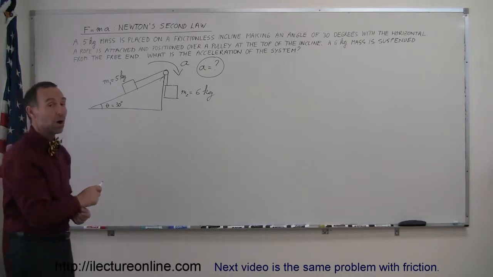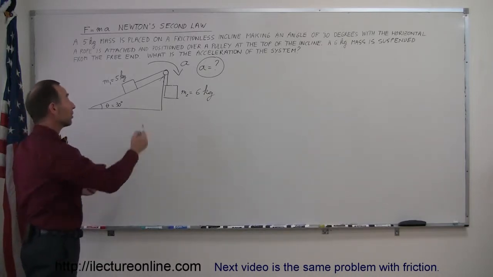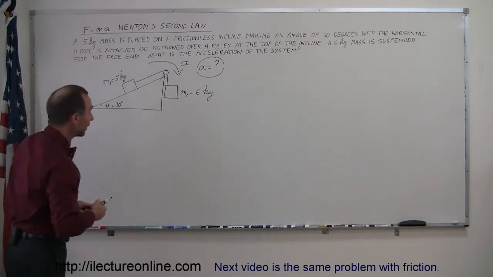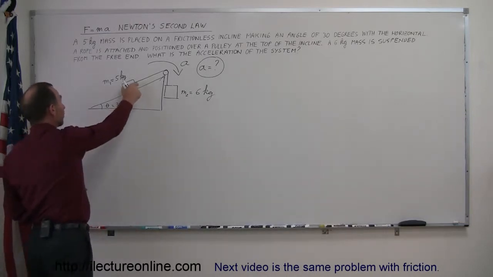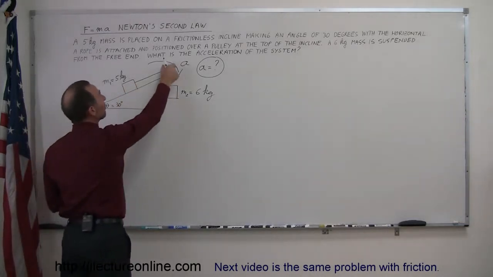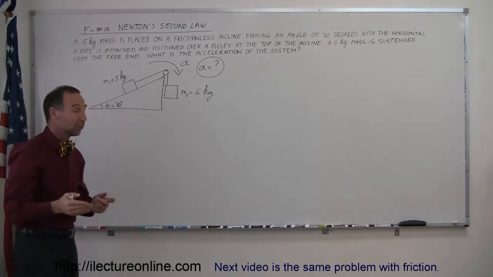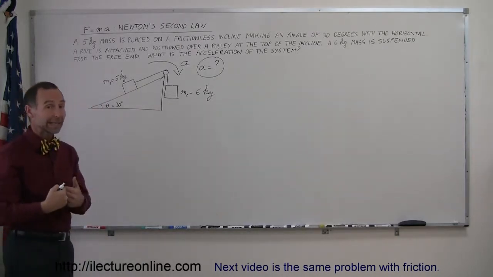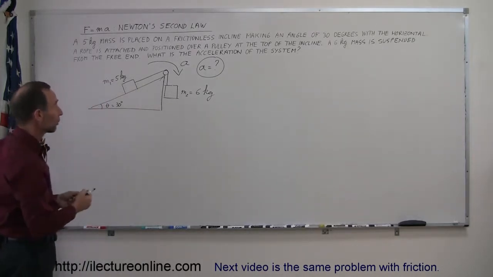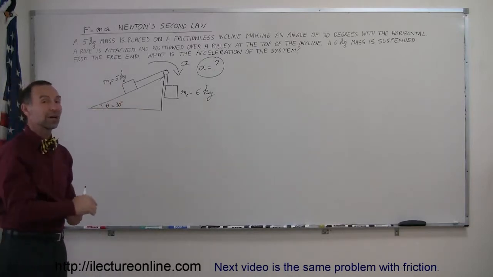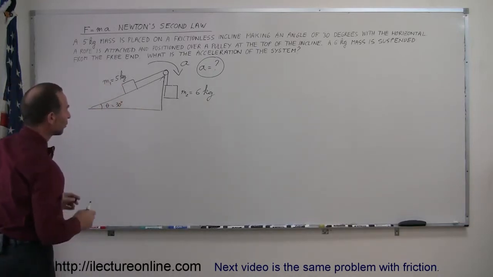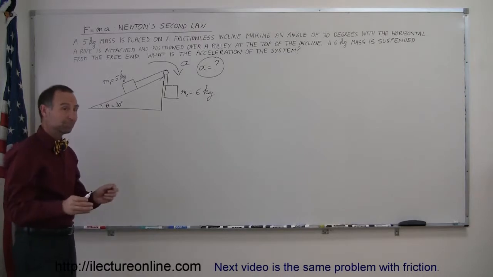Now, what if I guessed wrong? What if it's actually in the other direction? What if the real acceleration in the end ends up being that this mass is moving down the incline and this mass gets pulled up? Well, then my answer would be a negative answer, which would indicate to me, oh, I assumed the wrong direction. The direction is actually in the other way. So don't worry about that. If you guess wrong, not a problem.